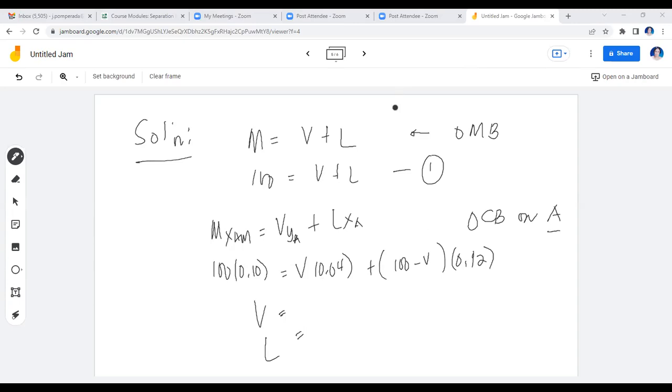25, Miss. Okay, that's 25 and you have 75 here. So these are your values. This is the amount of extract and this is the amount for the raffinate: 25 kilograms for the extract and 75 kilograms for the raffinate. Okay.